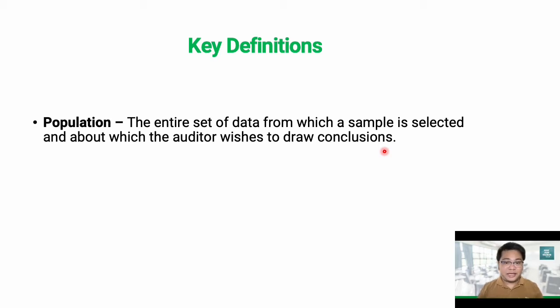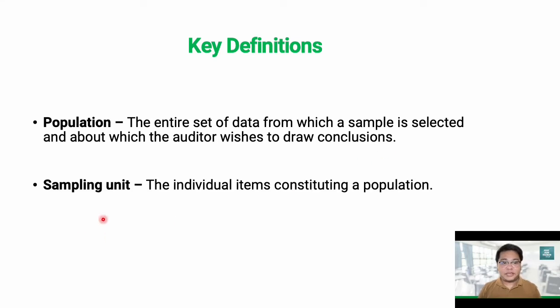Or if you are auditing, let's say, property, plant, and equipment, so therefore your population would be the PPE tags located in the PPE item of your client. So that will be your population. Usually it has a serial number. So those serially numbered PPE, the serial numbers of the PPE would be your population in auditing that account balance. And the sampling unit is the individual items constituting a population, let's say an invoice or a PPE tag. So that will be your sampling unit.